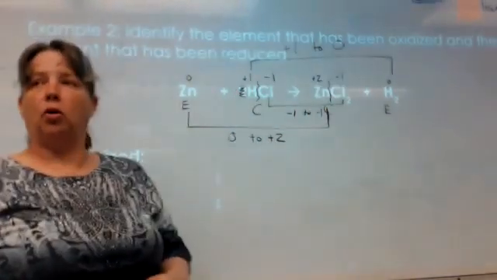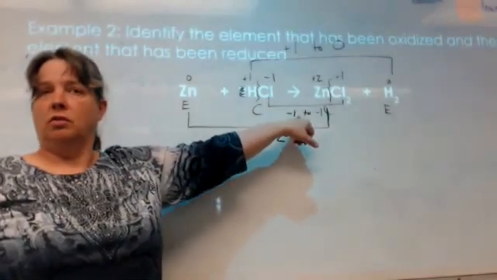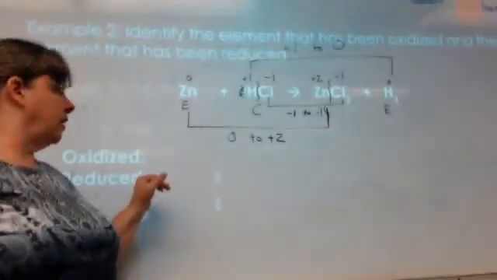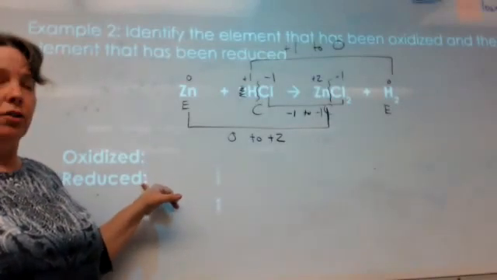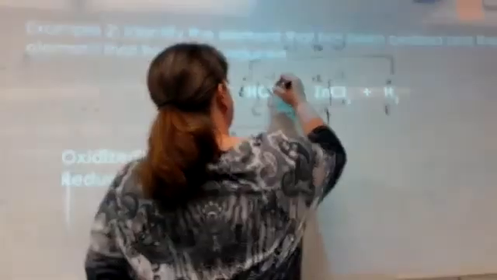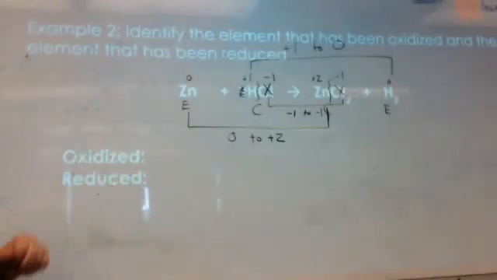So let's talk about chlorine first. Did the value change? No. So was it oxidized or reduced, or neither? Neither. So chlorine is neither oxidized nor reduced. So we're not going to write that for either of these.